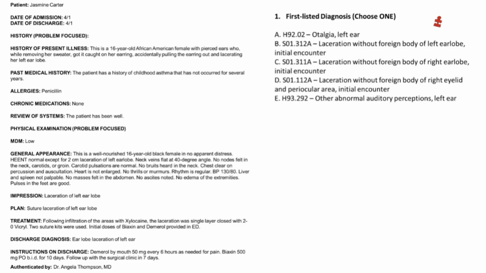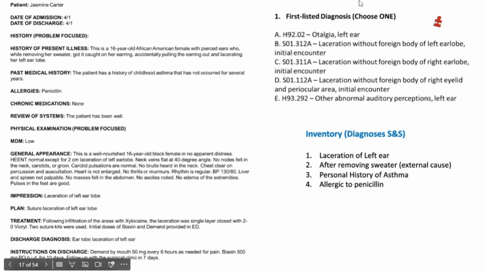C, S01.311A, laceration without foreign body of right earlobe, initial encounter. D, S01.112A, laceration without foreign body of right eyelid and periocular area, initial encounter. Or E, H93.292, other abnormal auditory perceptions, left ear. Outstanding. 100% everyone said that it is B.